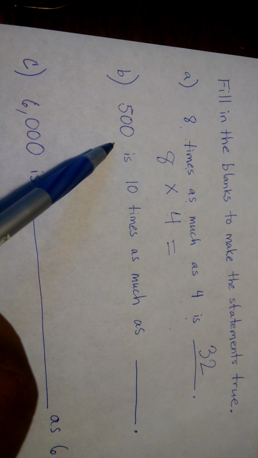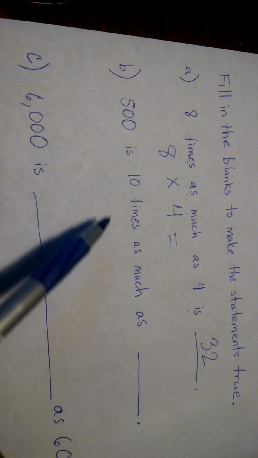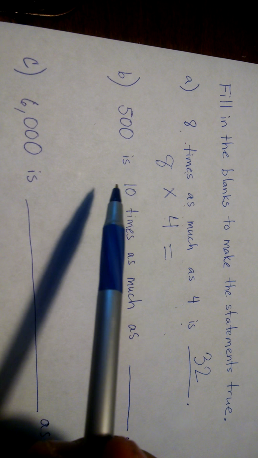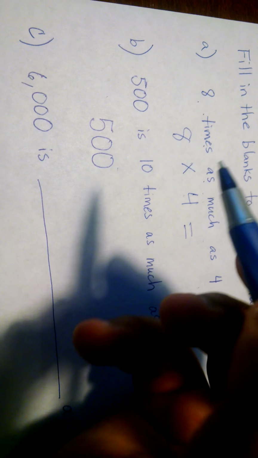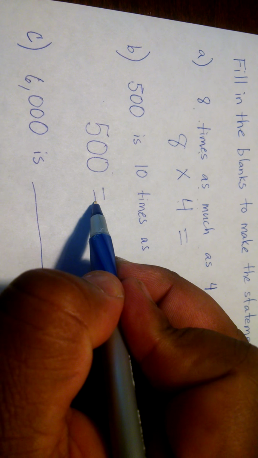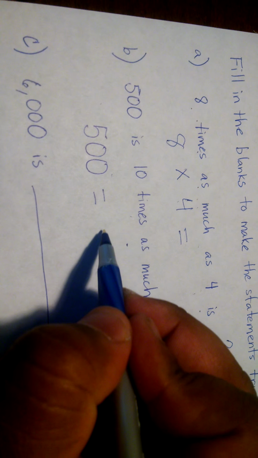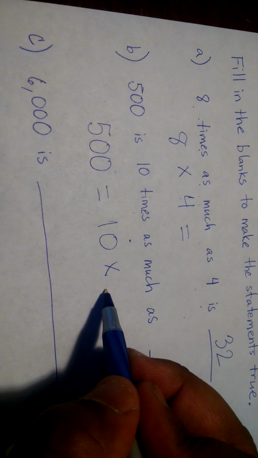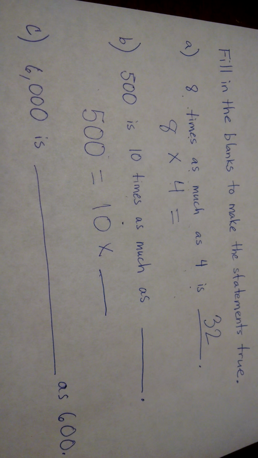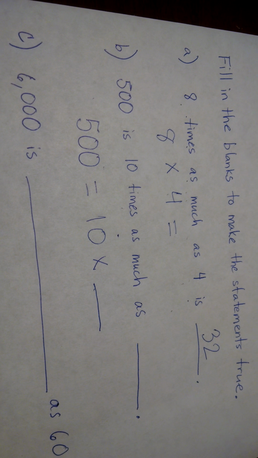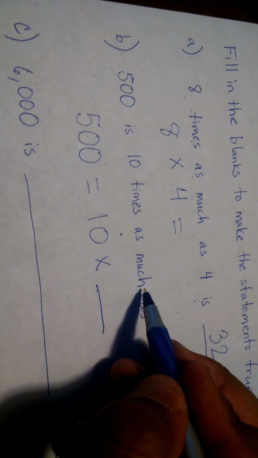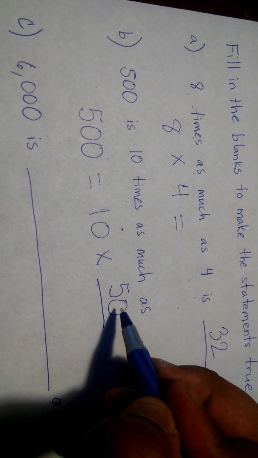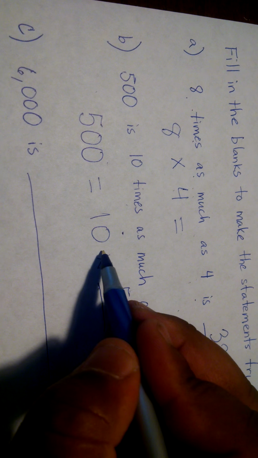Now you may get a statement like this where it's written in reverse. So 500 is, so that means I would write 500 is equal to 10 times as much as blank. So 10 times blank. So 500 is equal to 10 times what? So 50 tens. 50 times 10 or 10 times 50 is 500.